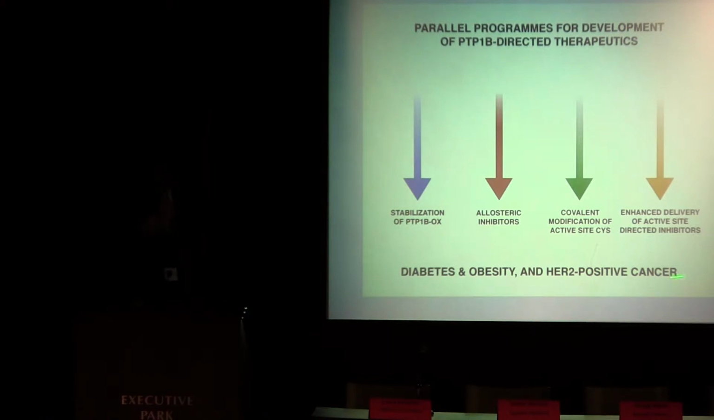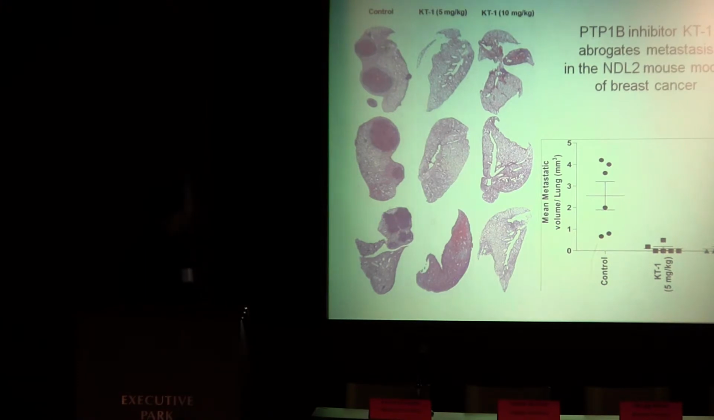And we're taking 4 different approaches to inhibiting PTP1B, and I'm just going to focus on this one here, which is we've identified small molecule inhibitors of PTP1B that act by a unique, distinct mechanism targeting sites on the enzyme that are different from the active site, but exert an inhibitory effect at that site. And this is to show you one piece of data.